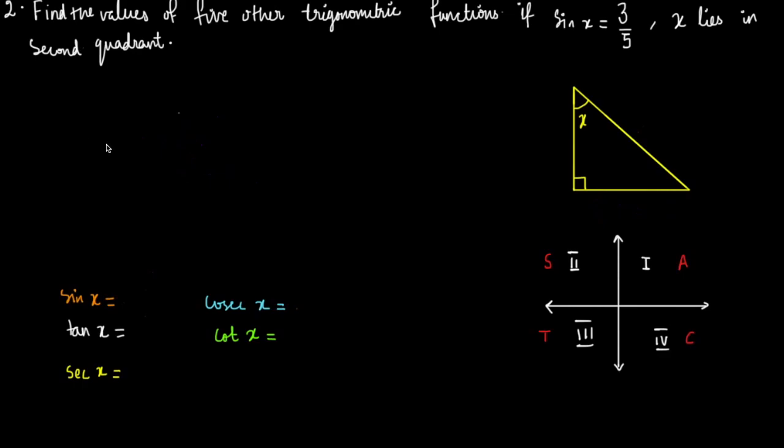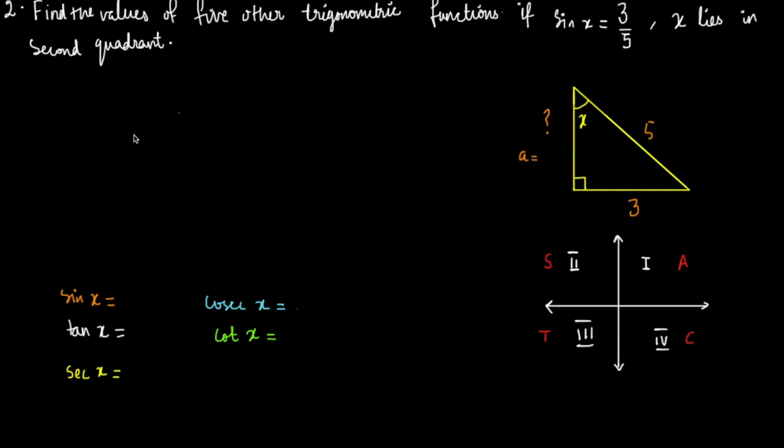Find the values of the 5 other trigonometric functions if sin x is equal to 3 by 5. x lies in the second quadrant. So we have a triangle here. That means the sides of this triangle are 3 and 5, which means we need to determine this side, right? So let's just call it a.